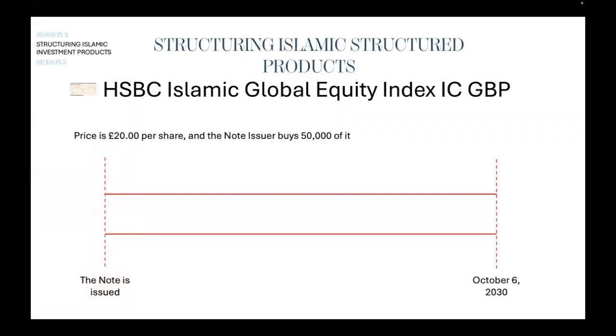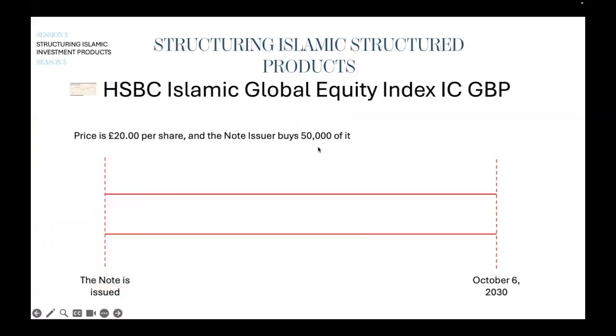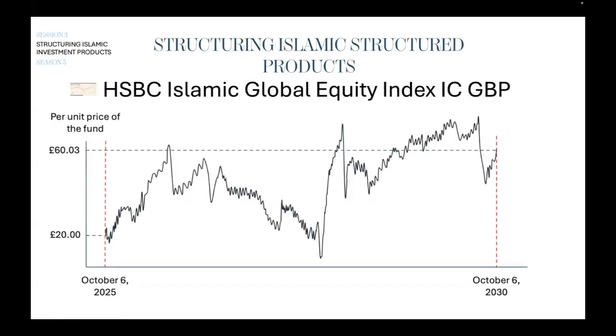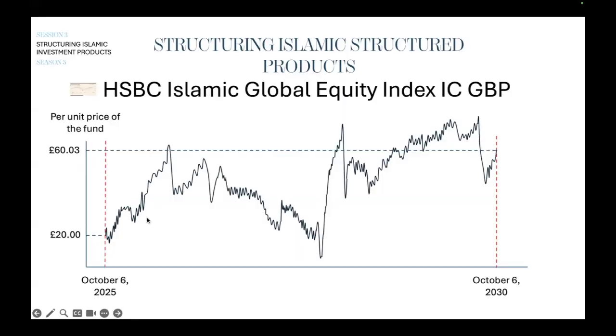Now, if the price per share was £20 today, I checked, this is 19 point something. But for simplicity, I'm saying if today the price is £20 per share and the note issuer buys 50,000 shares in this HSBC Islamic Global Equity Index, this is what happens. So 50,000 shares of this Global Equity Index fund are bought by the note issuer. Now, if the portfolio behaves like this one over the next 5 years, we saw the historical performance. This is the future performance. If when we reach October 6th, 2030, the portfolio has behaved like this one, then what would happen?